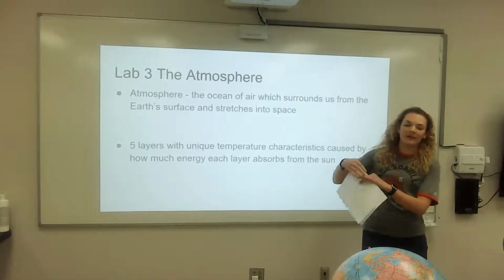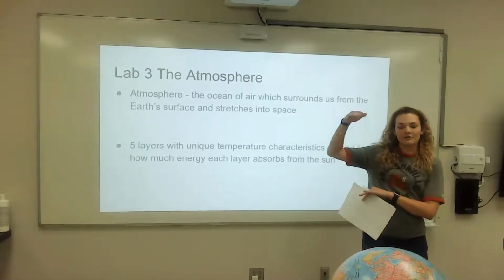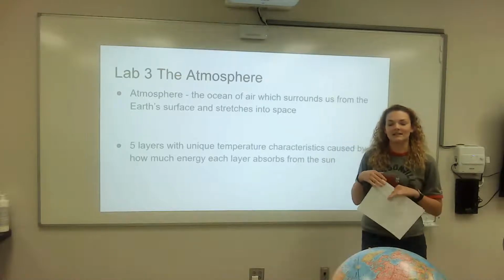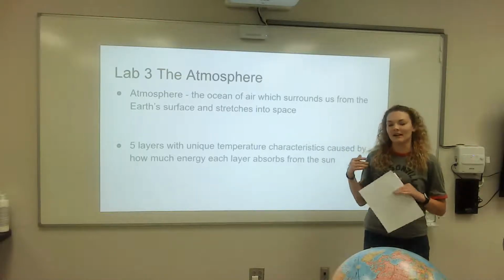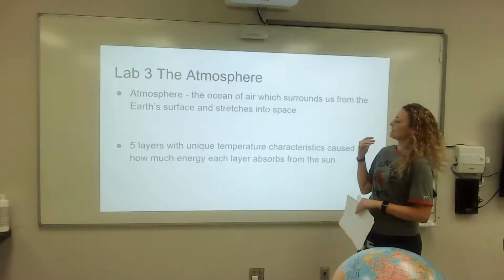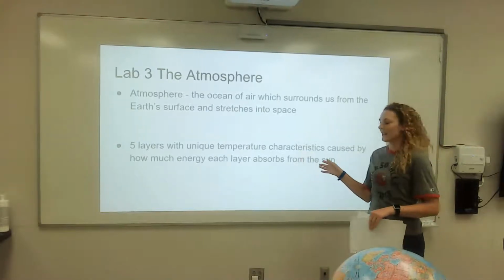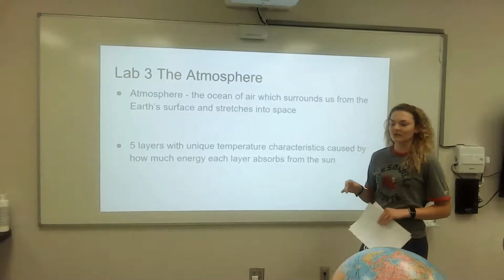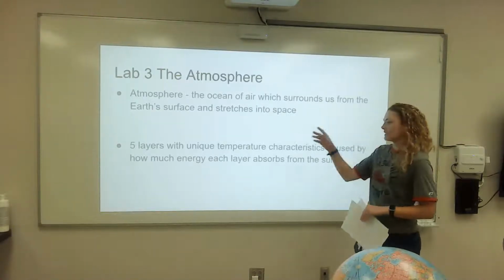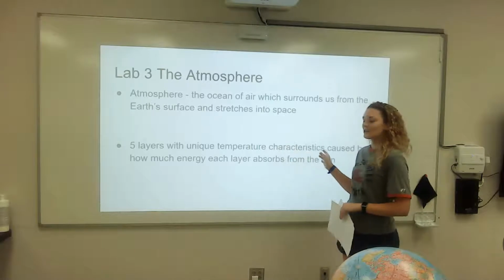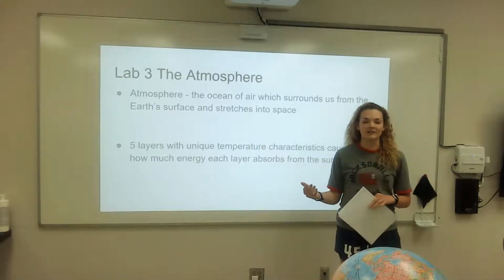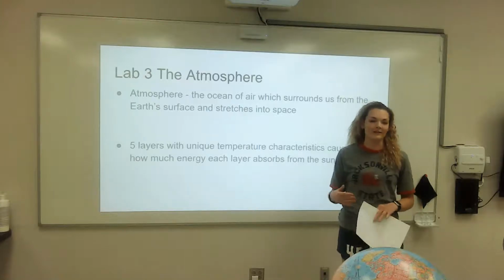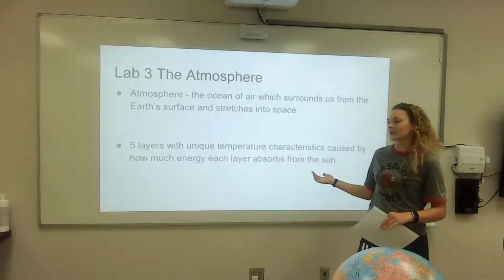And then as you get farther away from the Earth's surface into space, the atmosphere gets less dense, gravity isn't pulling on it as strong. And so there's 5 layers with the atmosphere, and each of these layers are divided by unique temperature characteristics. And the temperature differences are caused by how much energy the layers absorb from the sun. And so the different layers absorb different amounts of energy from the sun, which causes different temperatures.